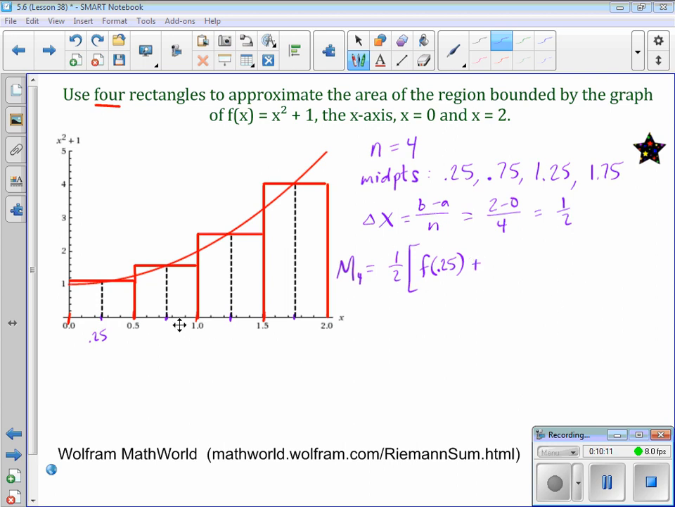Okay, the next one, I'm going to take a half, and I'm timesing by my f at what value? 0.75. And then the next one would be a half times f of 1.25 and 1.75.